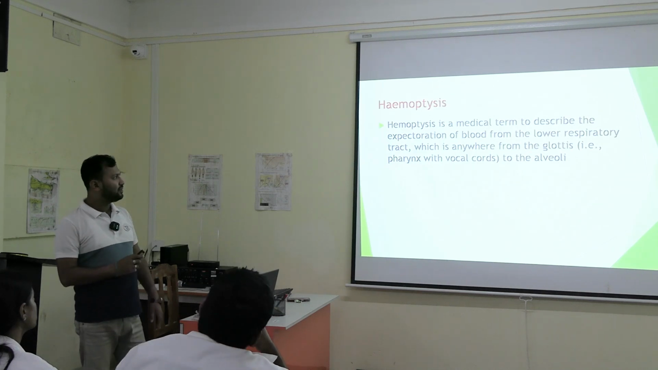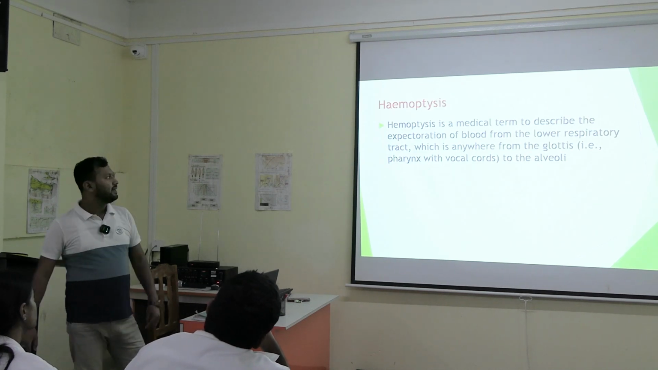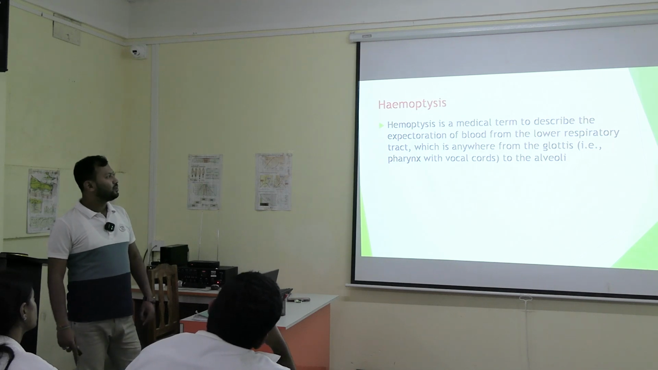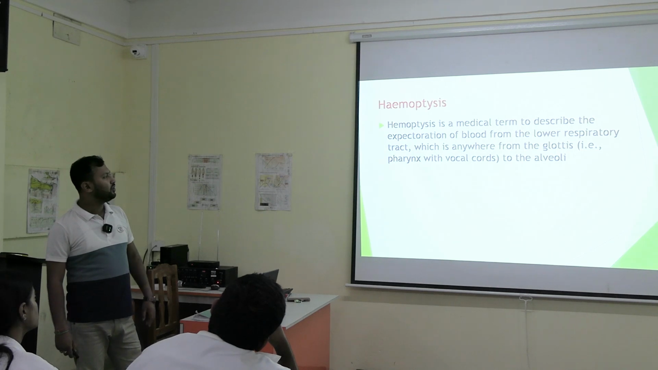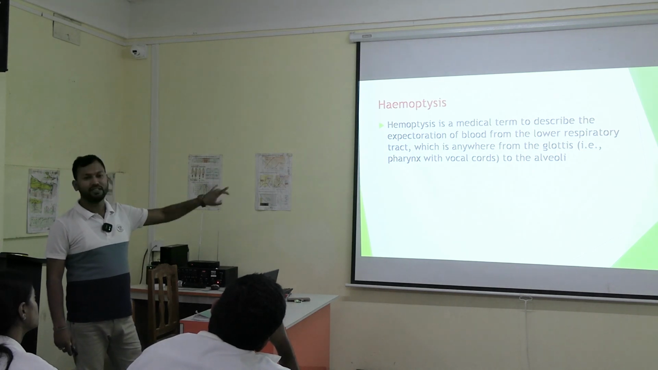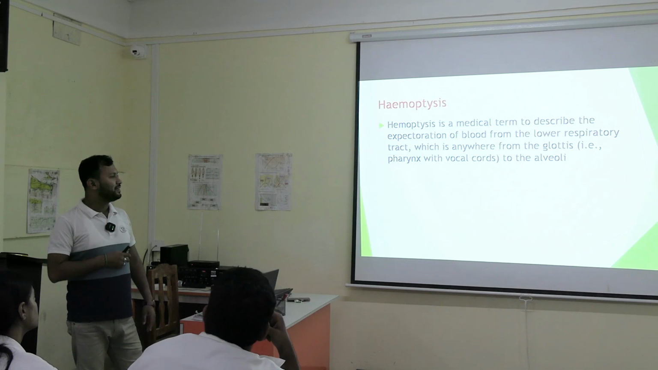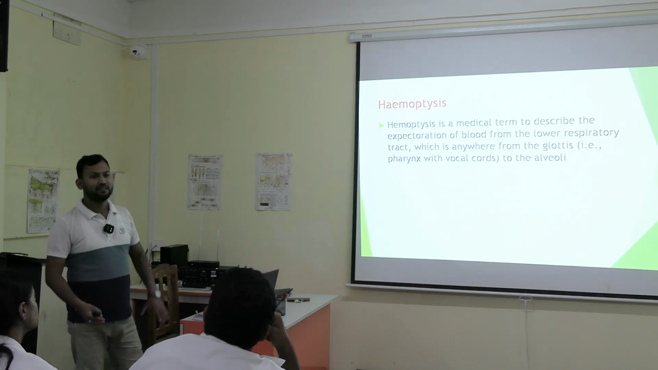Then hemoptysis, I have already told you, you just see the definition once. Hemoptysis is a medical term to describe the expectoration of blood from the lower respiratory tract, which is anywhere from the glottis, that is pharynx, with vocal cords, to the alveoli. In the lower part of the respiratory tract, if someone is coughing out blood, that is called hemoptysis.